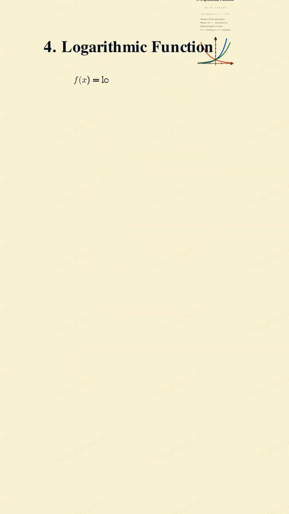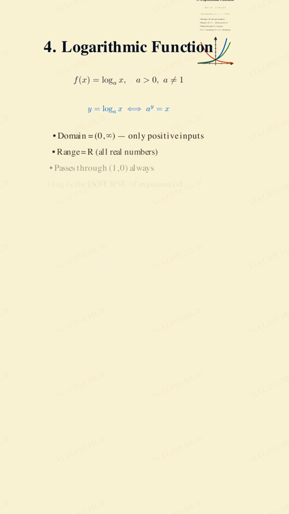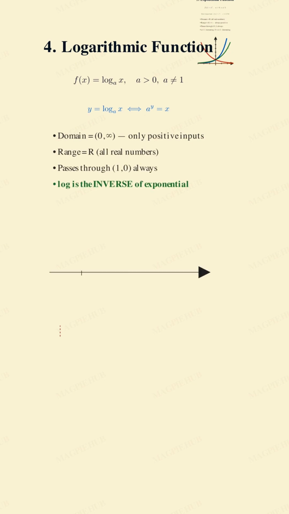The logarithmic function, f of x equals log base a of x. The key relationship: y equals log base a of x means a to the power y equals x. Domain is only positive numbers, you cannot take log of 0 or negatives. Range is all real numbers. It always passes through 1, 0. Most importantly, the logarithm is the inverse of the exponential function. Here's ln x in purple and log base 2 of x in green. Notice the vertical asymptote at x equals 0, the curve approaches but never touches it.